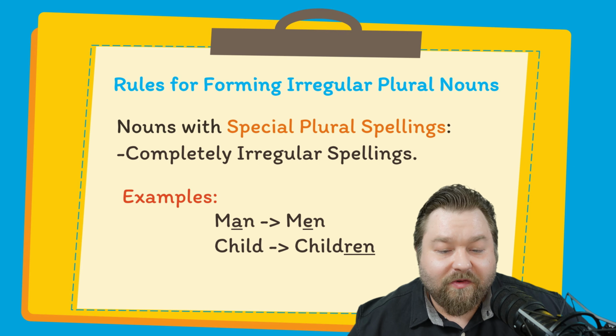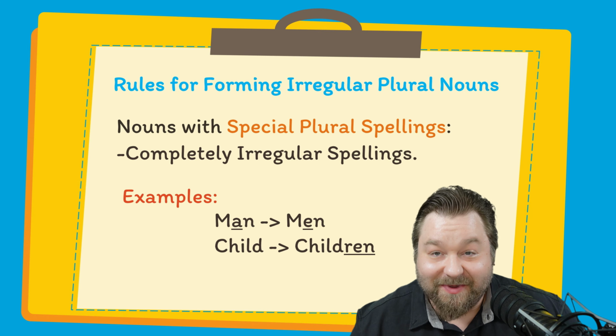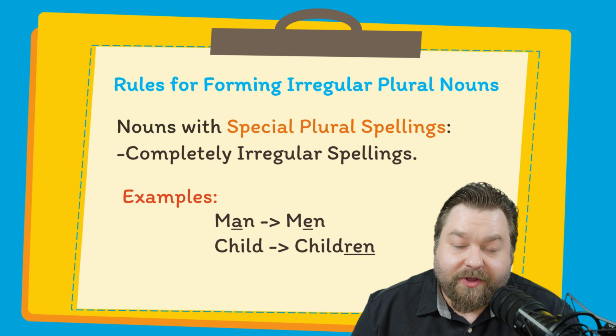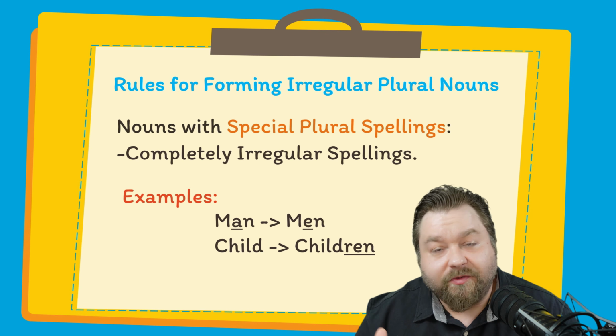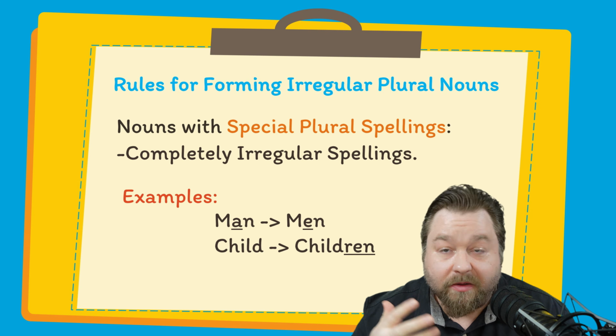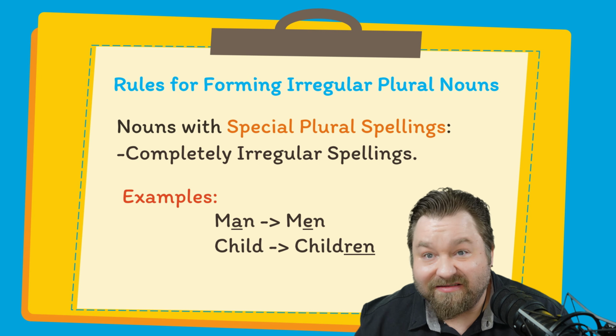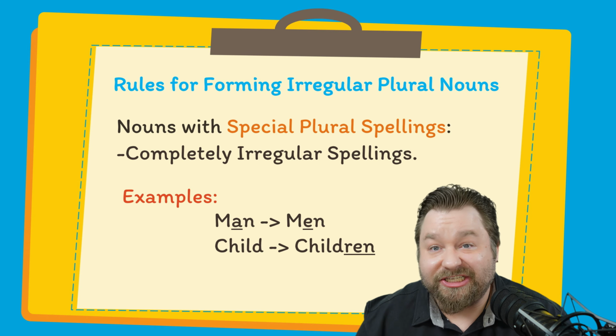Now, another one. Nouns with special plural spellings that are completely irregular spellings. These are the weird ones, the really, really weird ones, okay? These are the handful of strange ones that you just remember. Man becomes men. Woman becomes women, okay? Child becomes children. There's not a lot of them, okay? So it's very easy to just remember these exceptions to the rules than it is to worry about anything else. Okay.